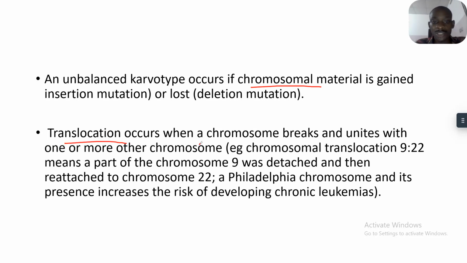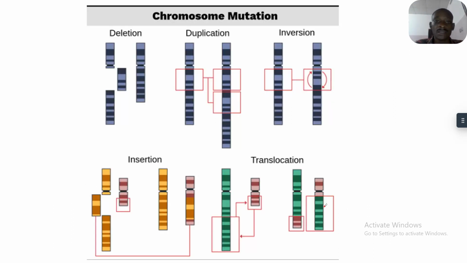Now, translocation occurs when a chromosome breaks and unites with one or more other chromosomes. We said that chromosomal translocation, that's 9 to 22, means a part of the chromosome 9 was detached and then reattached to the chromosome 22. Next, a Philadelphia chromosome, and its presence increases the risk of what? Developing chronic leukemias. So that's just some extra knowledge.